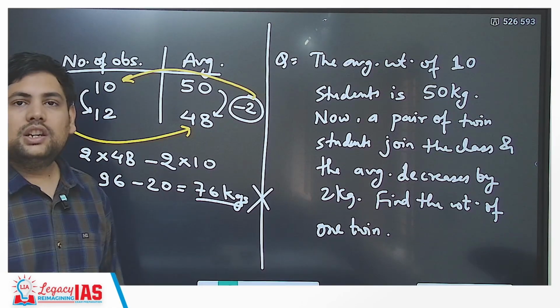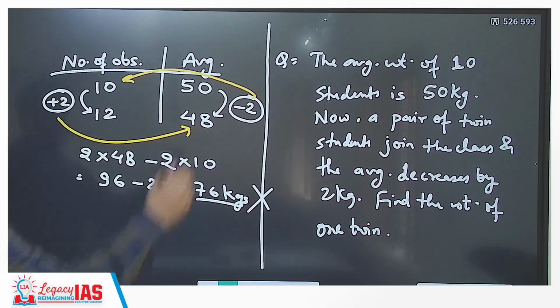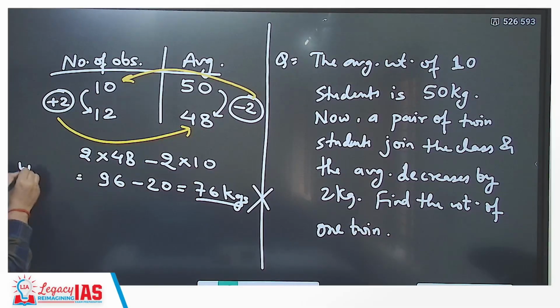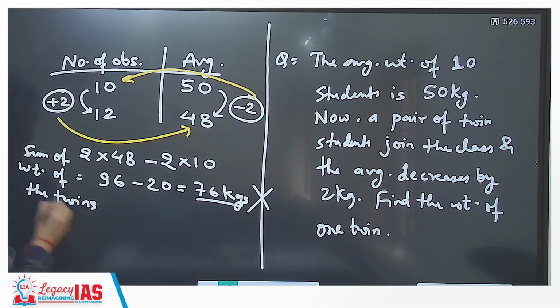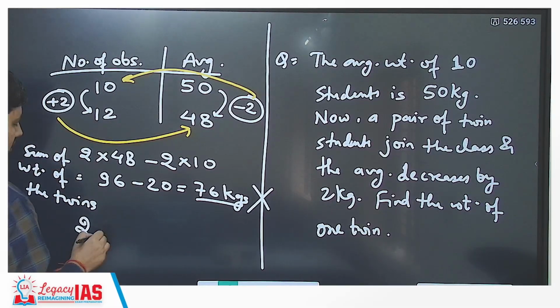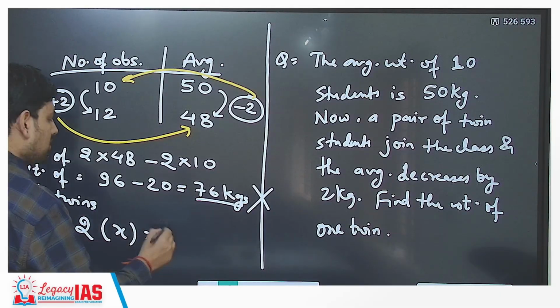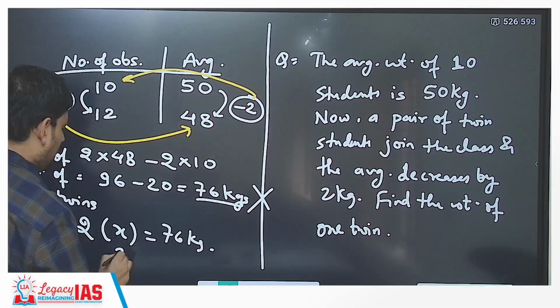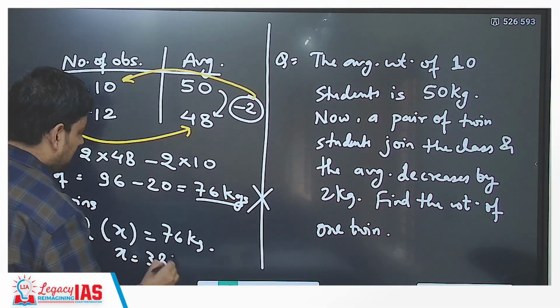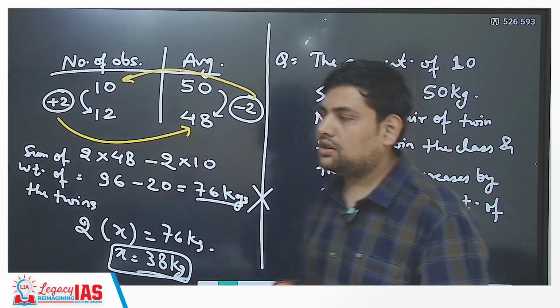That's why you directly got the weight. Actually this gives you the change because of these both observations. So this is actually the sum of weight of the twins. This is equal to the sum of weight of the twins. So that means, let's say the weight of one twin is x, so 2x is equal to 76 kg, or x comes out to be 38 kg. This will be the weight of the twin brother.